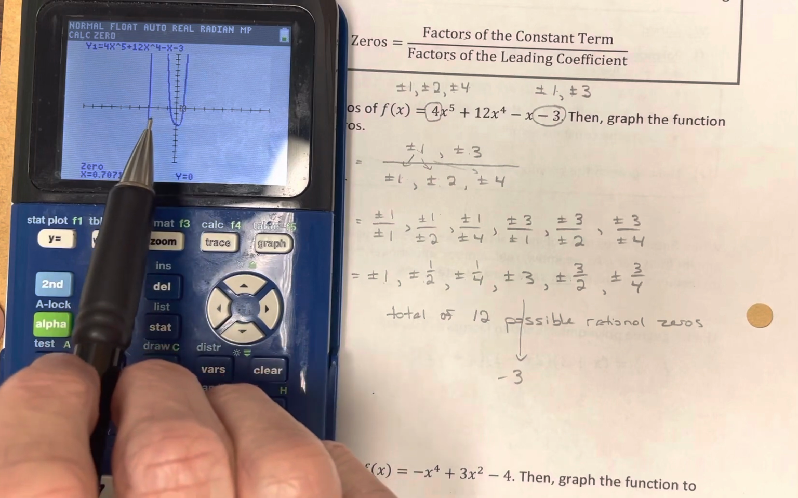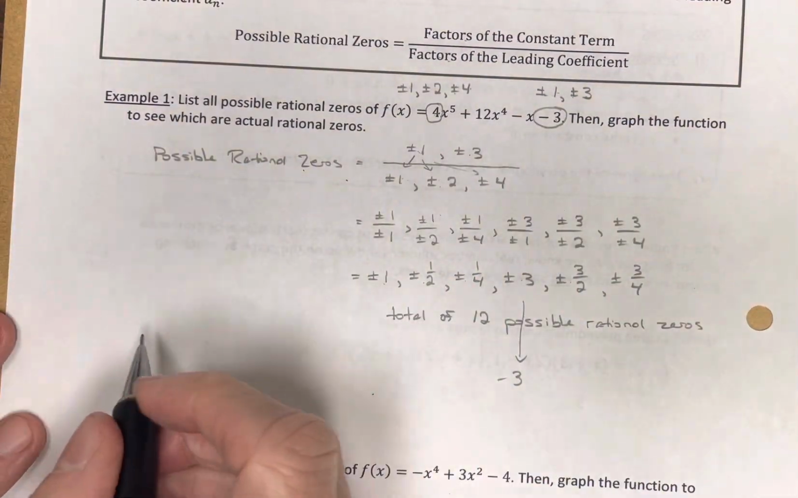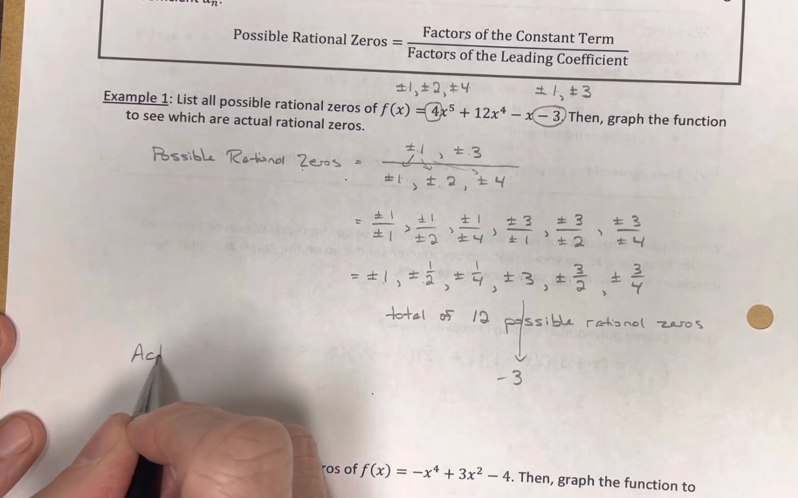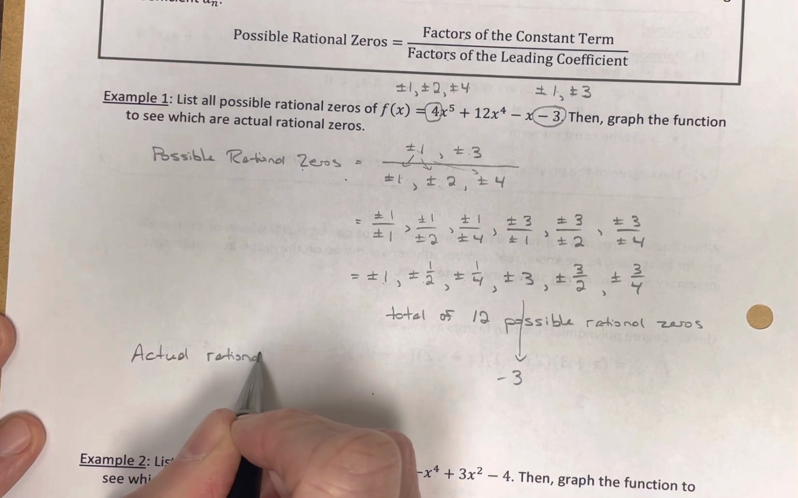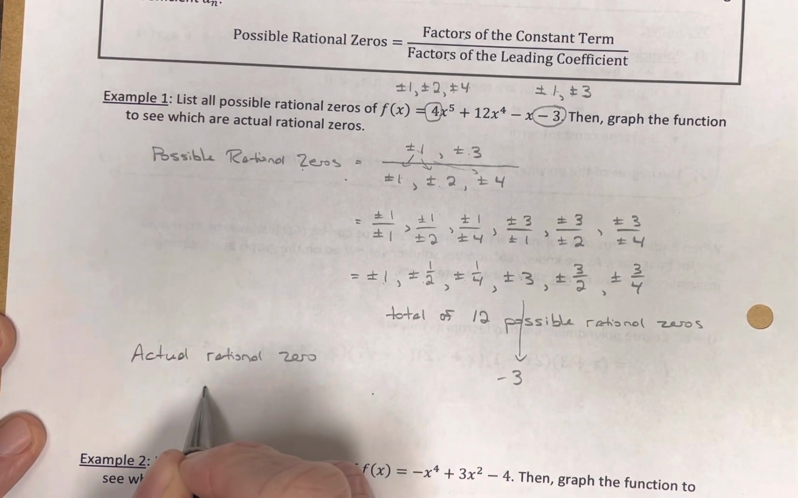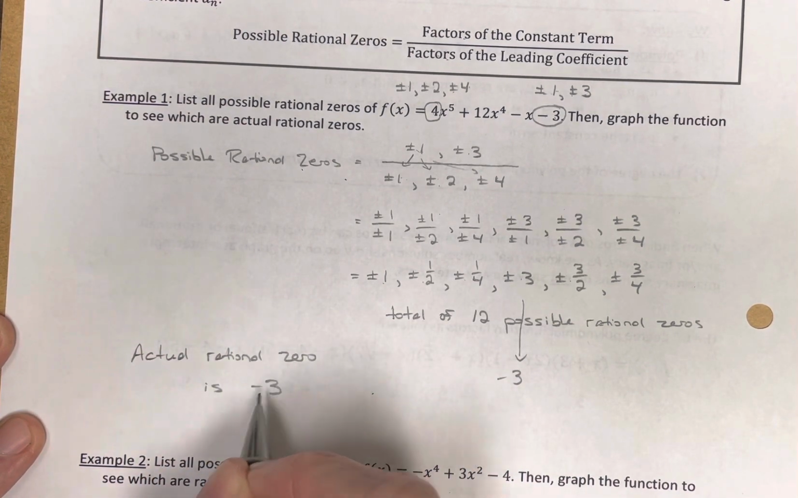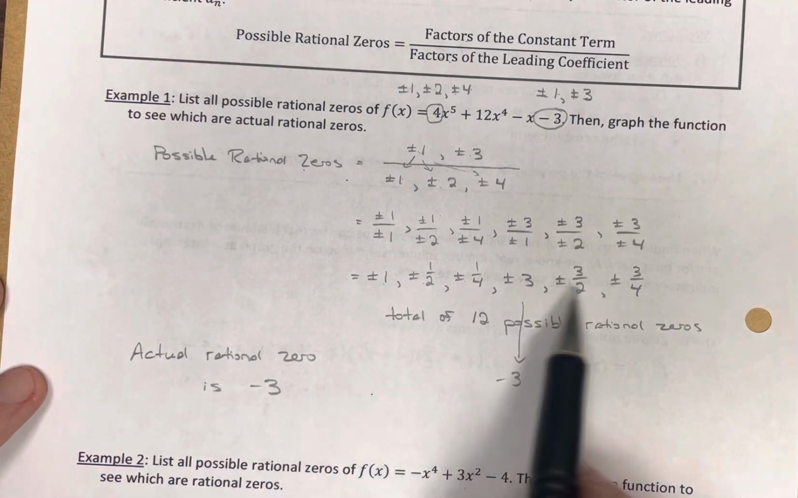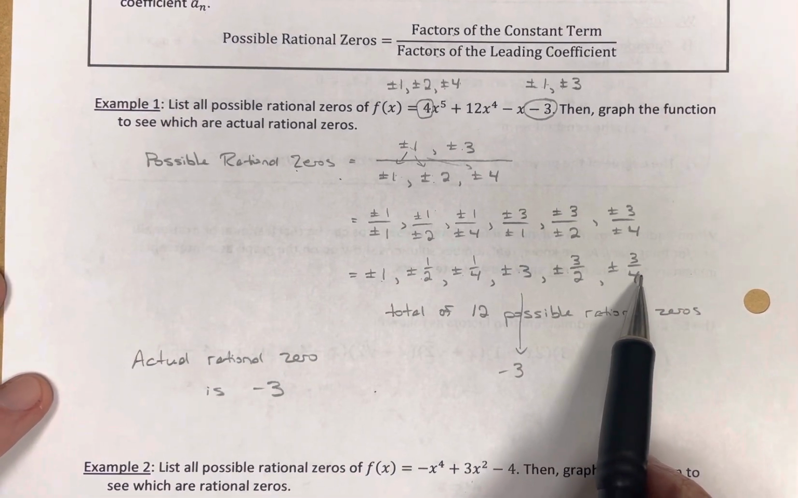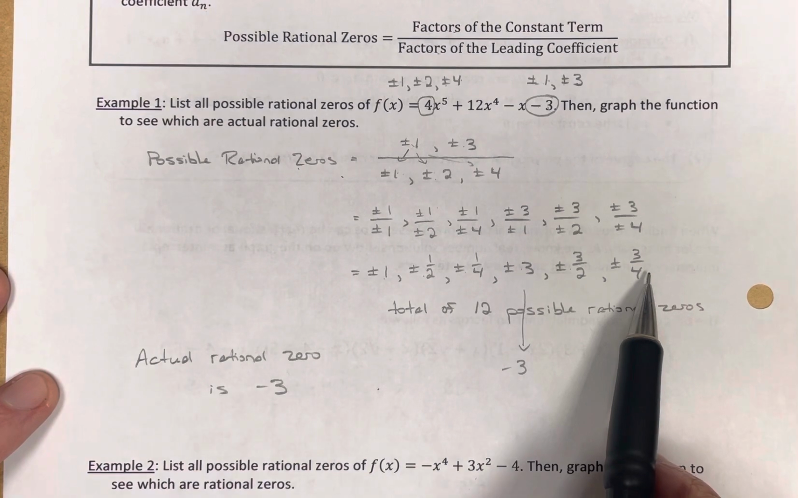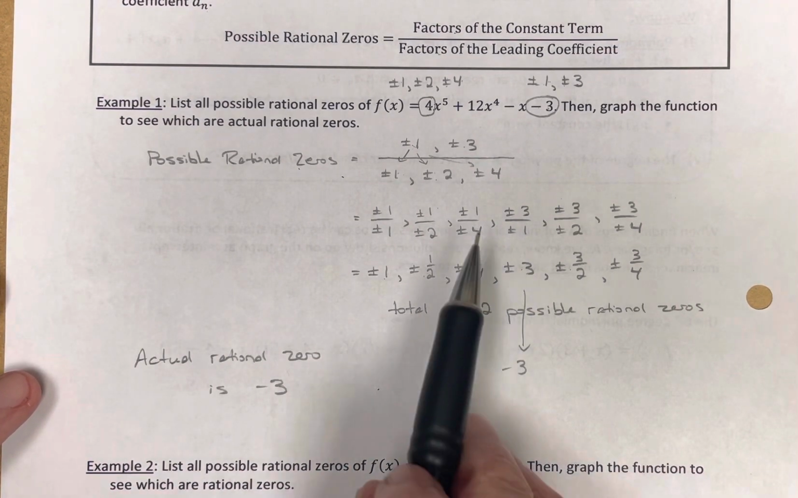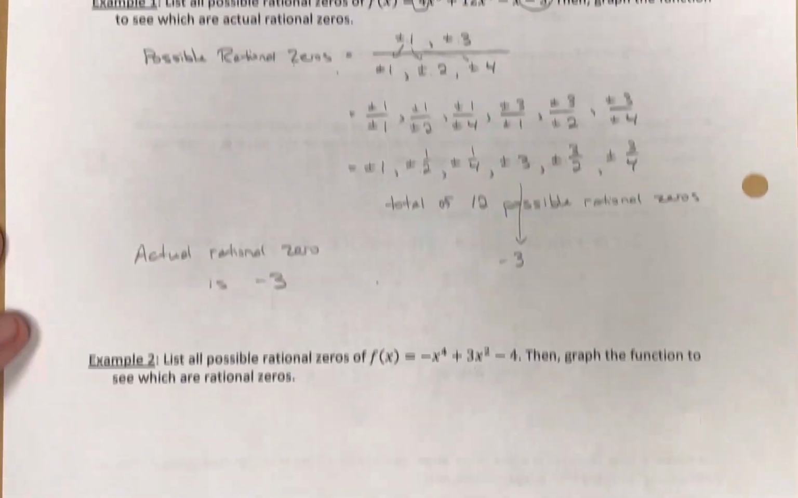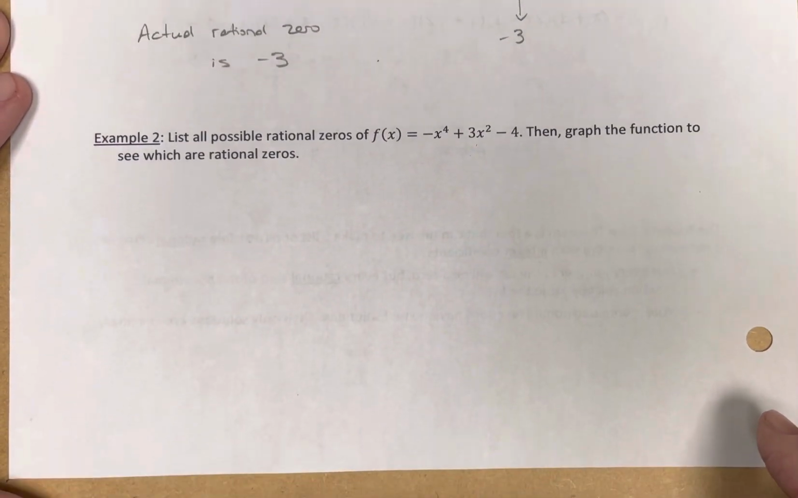So it turns out I only have one rational 0. Okay, it's -3. So the actual rational 0 is -3. So as it turned out, I had 12 possibilities, but the only one that actually was a rational 0 was -3. But it's on the list. If it's a rational 0, it will be in this list. Let's take a look at a second example.